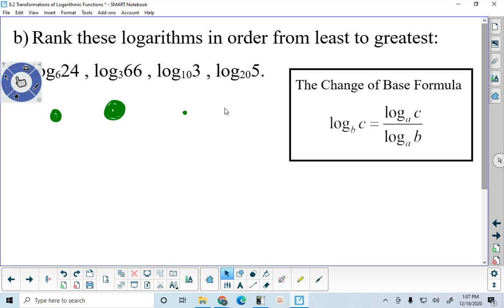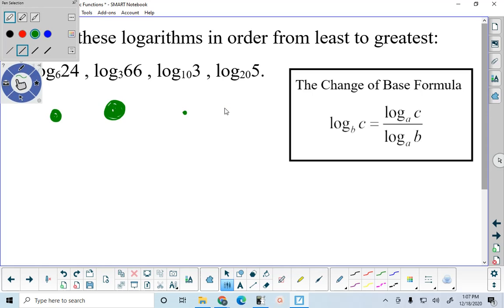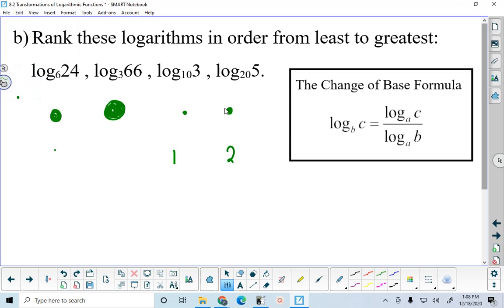My plan for representing these by sizes of dots wasn't really the best well thought out thing. You would discover that this is the smallest, then this one is bigger, then this one is even bigger, then this one is the biggest. Any questions with 4b?